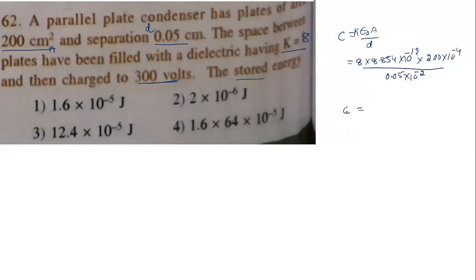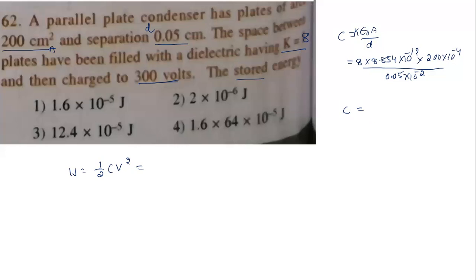New capacitance. As we get the new capacitance, now we need to go for energy, that is U equal to half CV square. What are we going to get? Half CV square, 1 by 2. Okay, let us find out this value. How much are we going to get now?